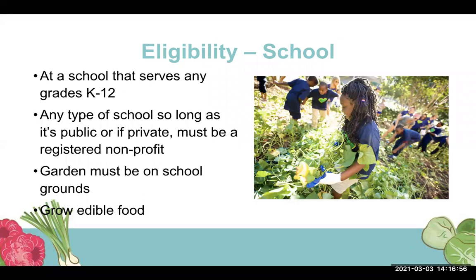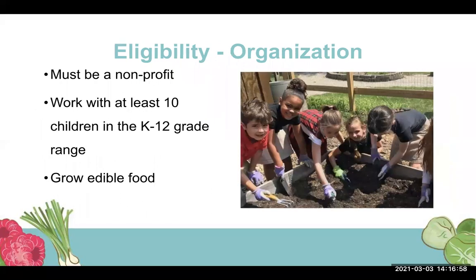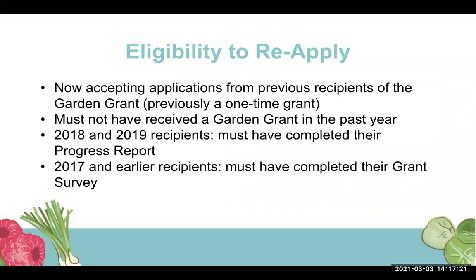And then growing the edible items. And then for nonprofit organizations, it's very similar. Must have the 501c3, and I'm realizing I'm saying 501c3 applicable to US. For Canada, you just must be a registered charity. And then work with at least 10 children in the K through 12 grade range on a regular basis and grow edible items.